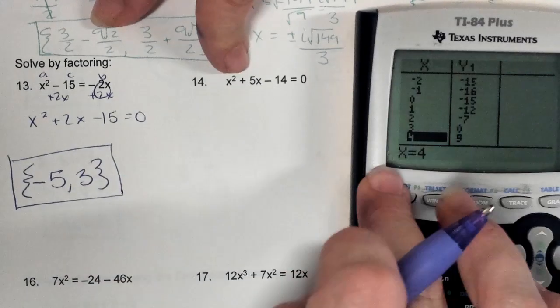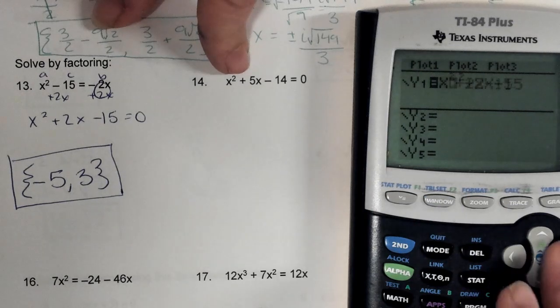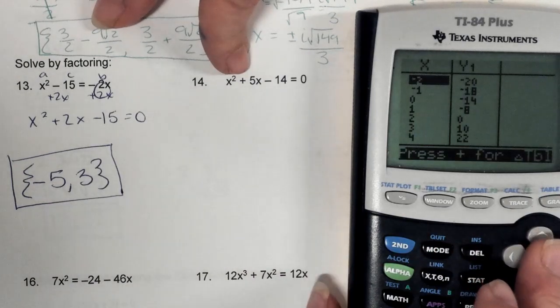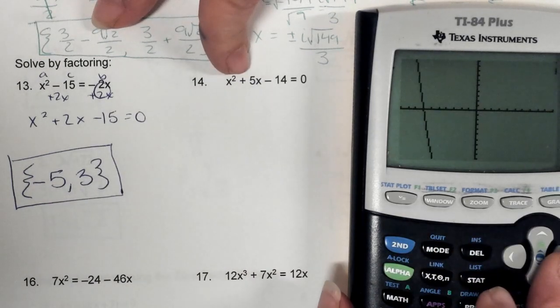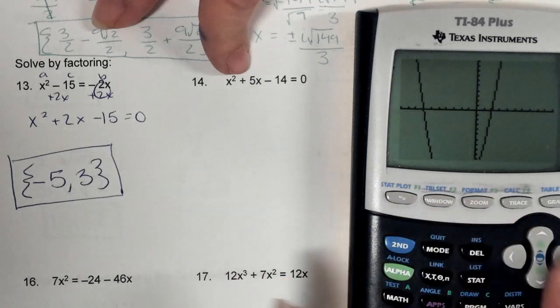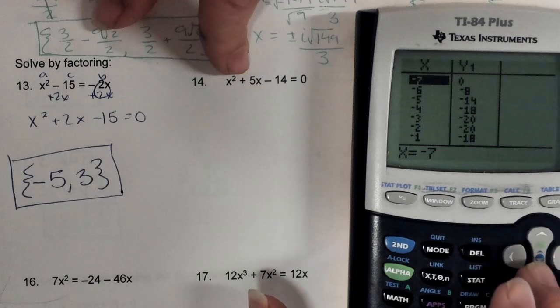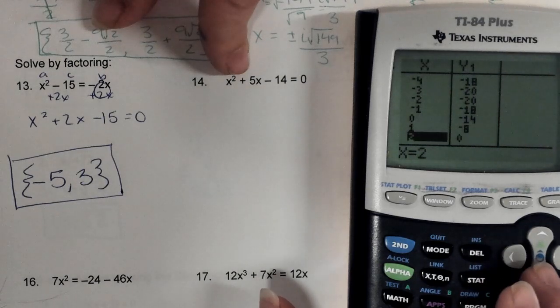So same concept. x squared plus 5x minus 14, hit graph, touches twice, one's positive, one's negative, so at -7 and positive 2.